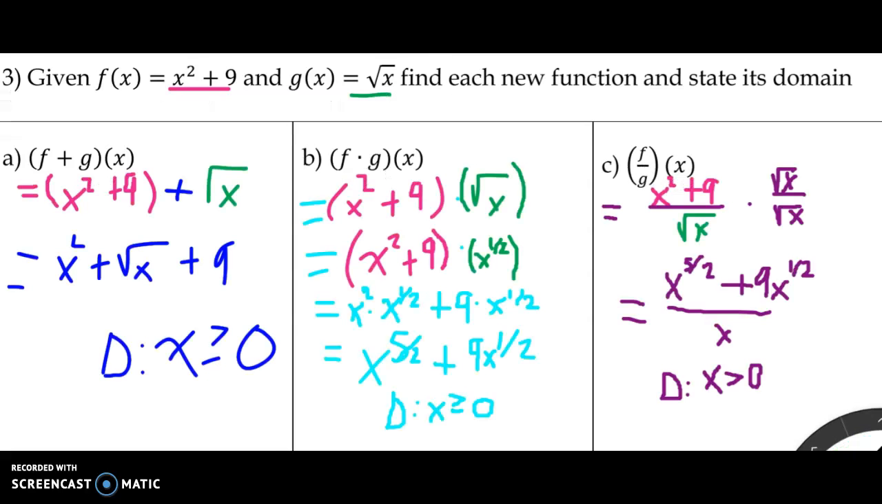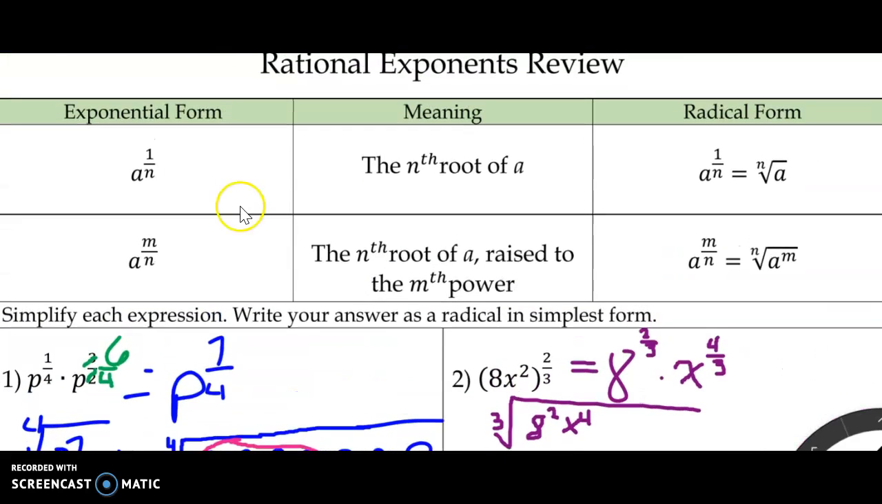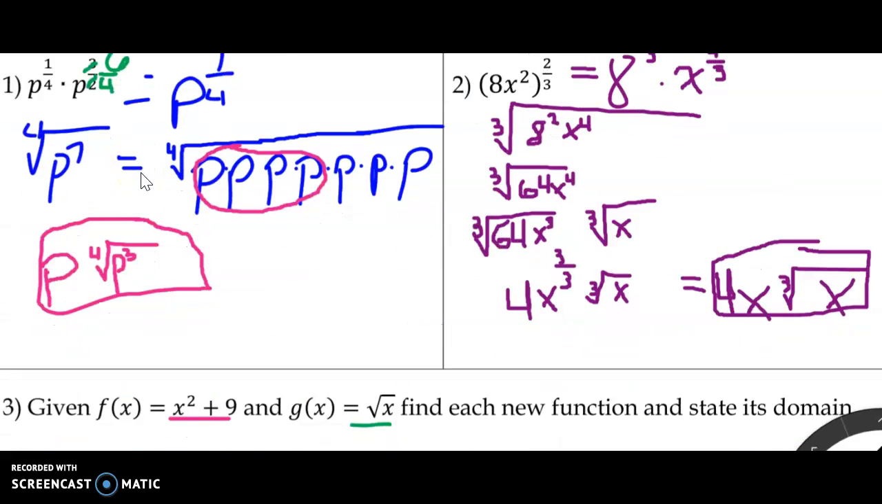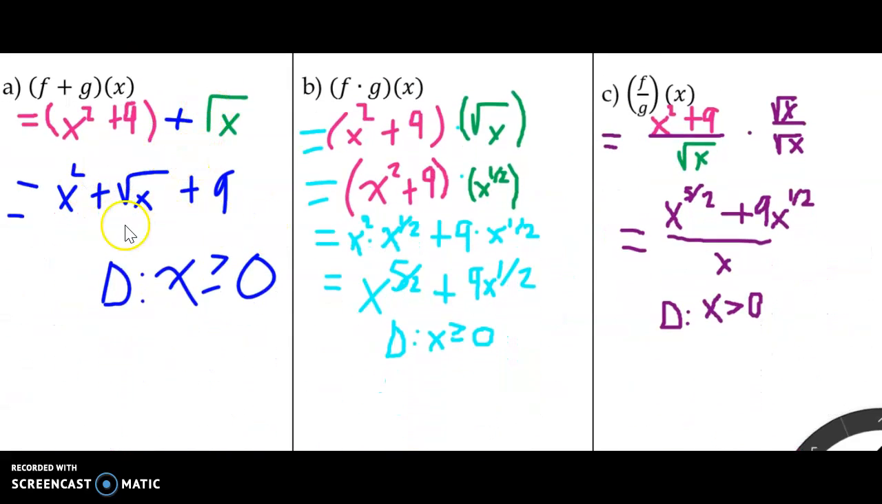Hopefully you paused the video, and now let's check your answers in your work. So for part A, we were adding these two functions, f plus g. So if our first function, f of x, is x squared plus 9, we're going to add it with the second function, the square root of x. Now, we don't have any like terms to combine, because the square root of x, if we were to write this in exponential form, it would just be x to the 1/2. Root is 2, so we can't combine any like terms, so we just rewrite it in standard form. So highest exponent power first, which is 2, and then x to the 1/2, and then plus 9.